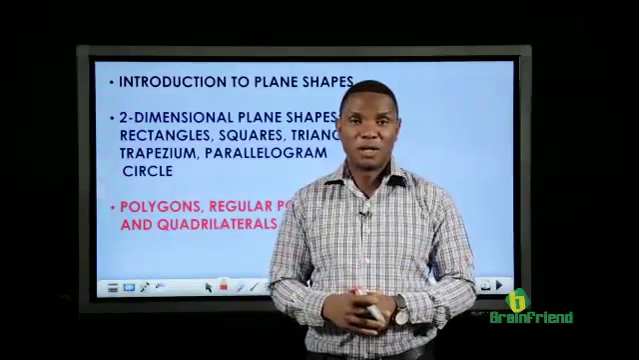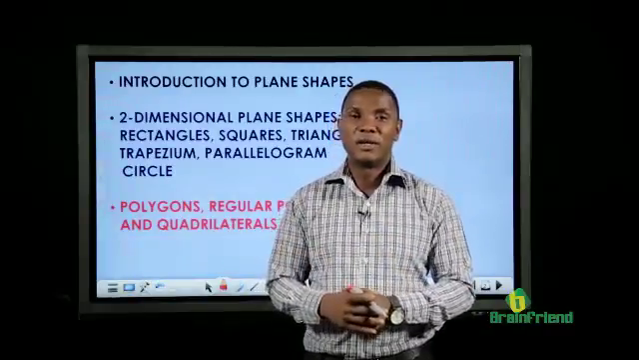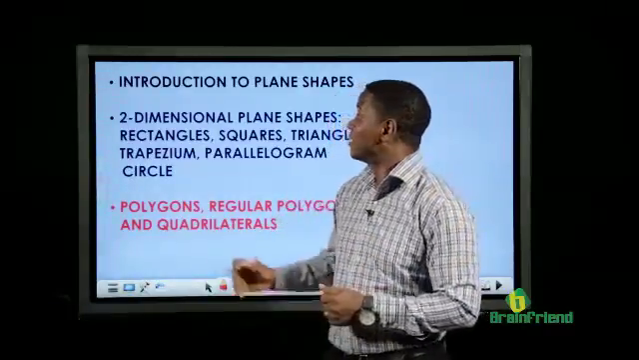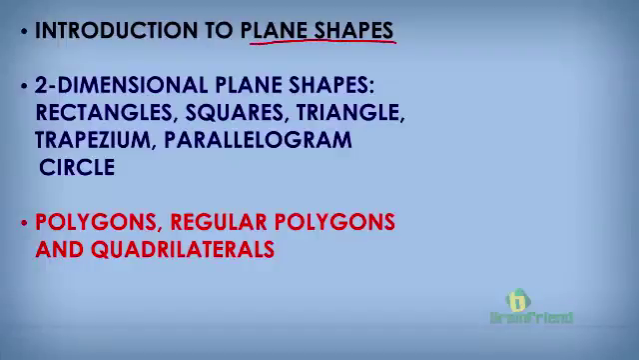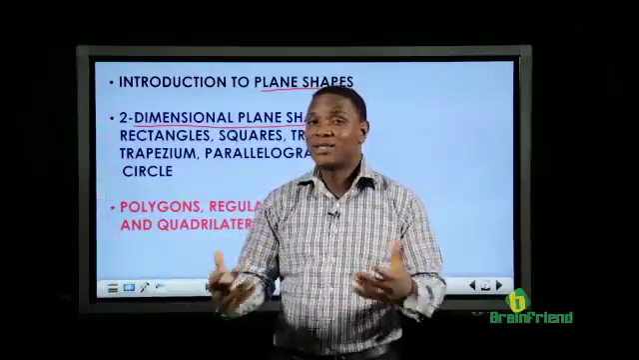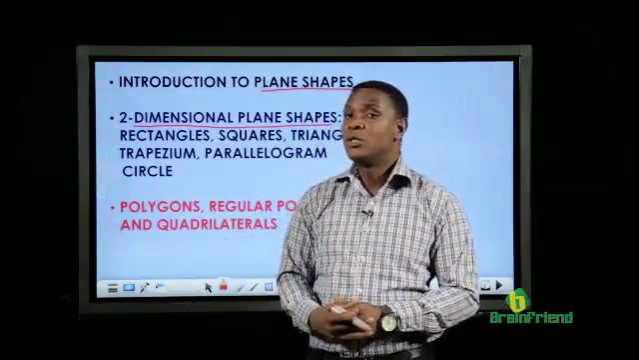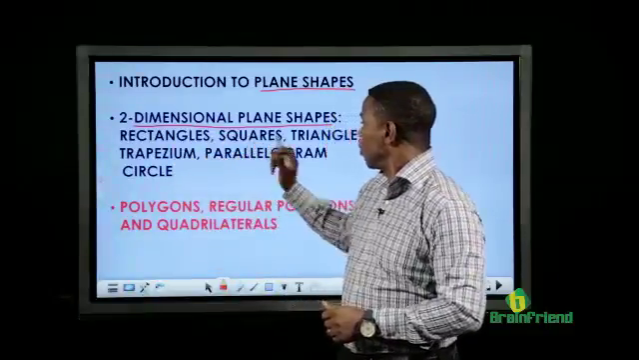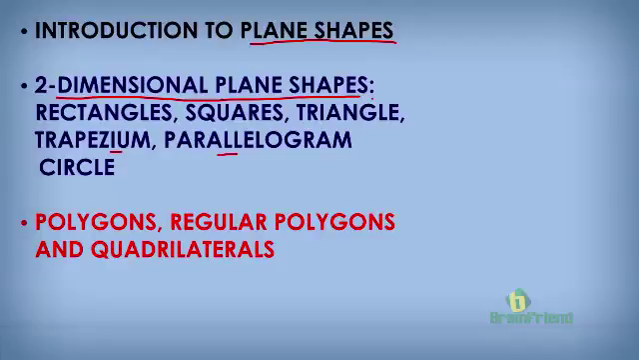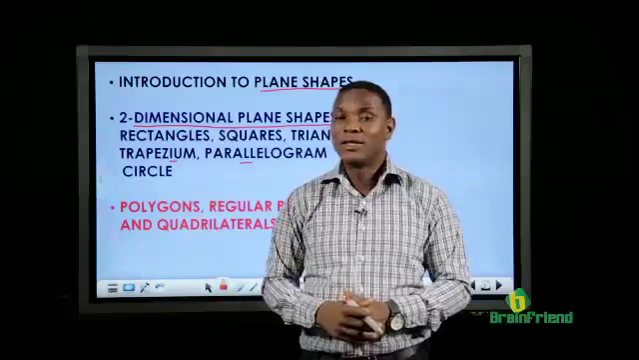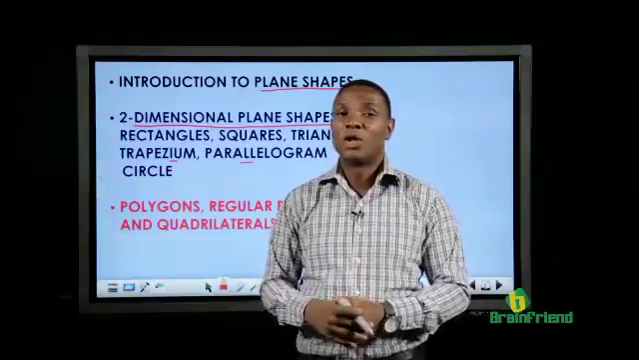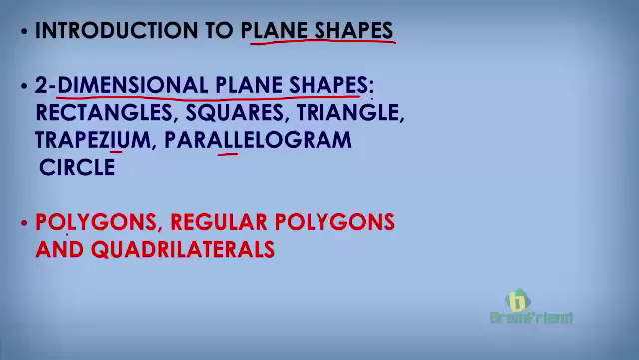In the course of our class today, I expect that there are certain things we must have learned about. So firstly, we'll get an introduction to what plane shapes are all about. Next, we'll also learn about two-dimensional plane shapes. And of course, we'll get to know some examples of these 2D plane shapes, such as rectangles, squares, triangles, trapeziums, parallelograms, and circle. And finally, we'll learn about the different classification of plane shapes, such as polygons, regular polygons, and we'll also learn about the quadrilaterals.